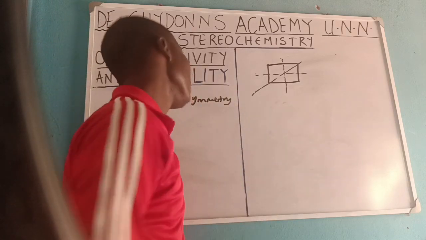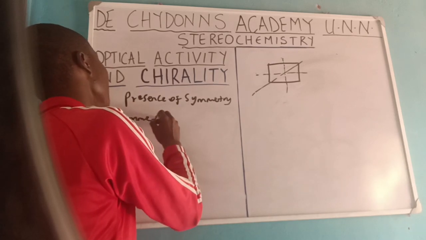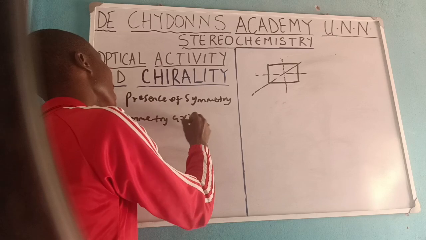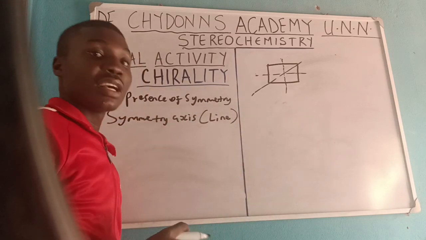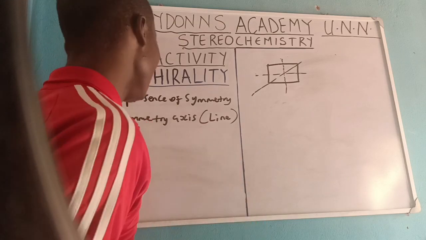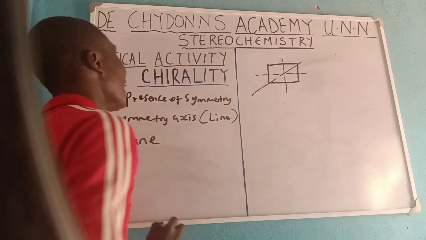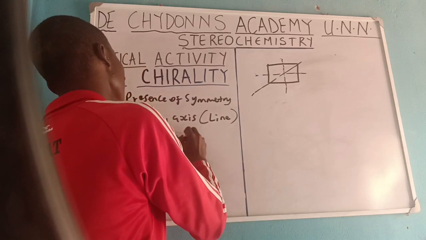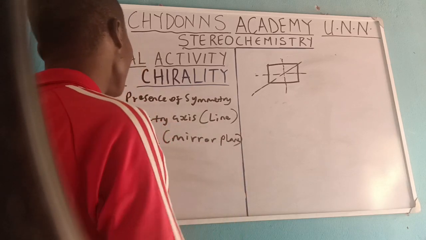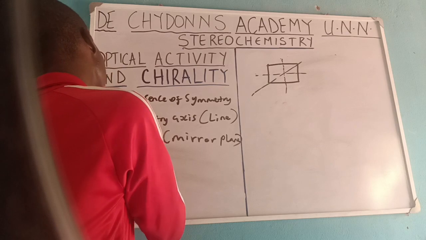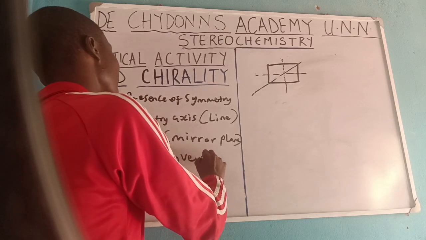We have the symmetry axis. Symmetry axis can also be referred to as line of symmetry. Then we have plane, or you can refer to it as mirror plane. So that's plane of symmetry. Then we can now talk about points, and we can refer to that as inversion.